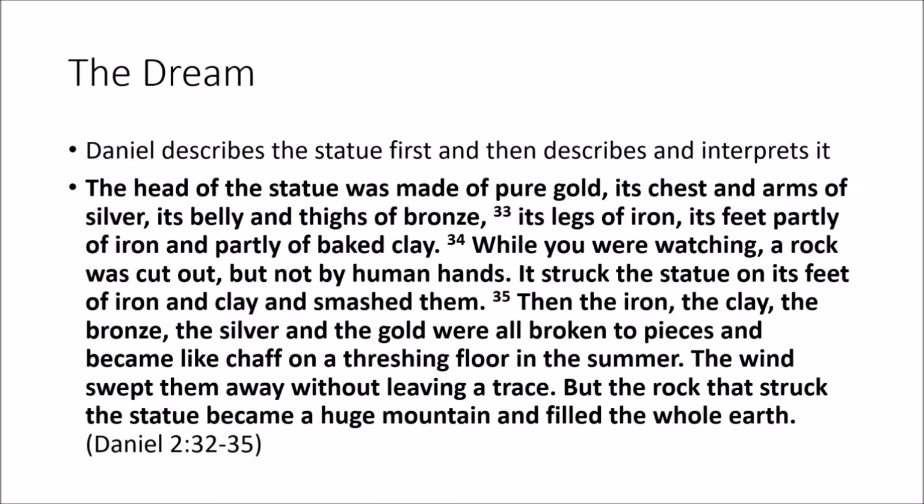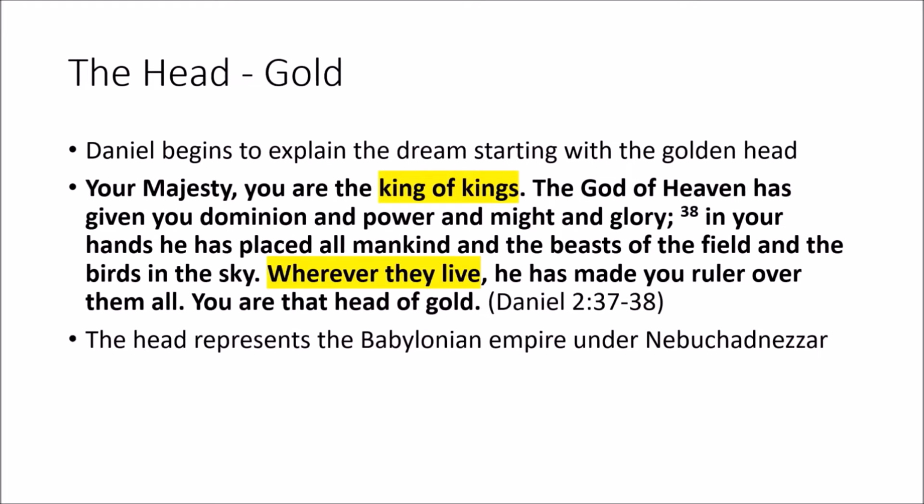Okay, so that's Daniel describing the dream that the king had had. And now he's going to break that down and explain all of those elements and what they mean. So he begins to explain that dream, starting with the golden head. And that is, as we know, the Babylonian Empire under Nebuchadnezzar. So he says, Your Majesty, you are the King of Kings. The God of heaven has given you dominion and power and might and glory.